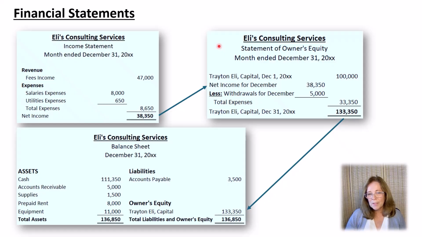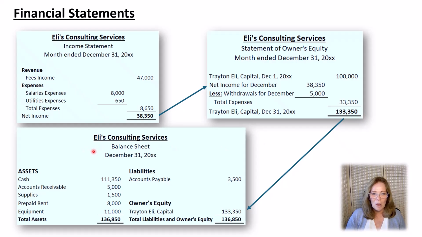We next prepare our statement of owner's equity, which requires us to start with the beginning balance of capital. As of December 1st, we have $100,000. We add that to our net income of $38,350 from the income statement, and we subtract what Drayton Eli already took out of drawings of $5,000. And then combine the net income less the withdrawals, and then add that amount to the beginning balance, coming up with an ending capital balance of $133,350. We're now ready to prepare the balance sheet.